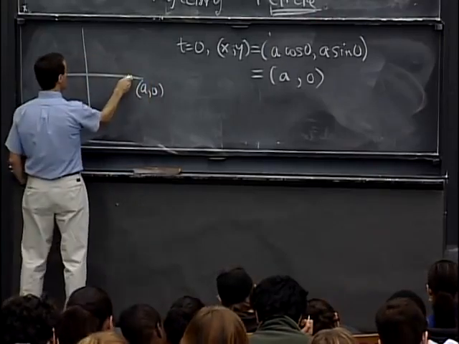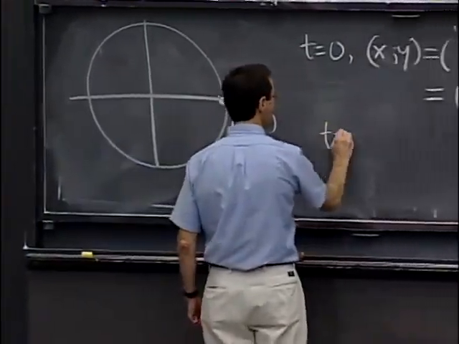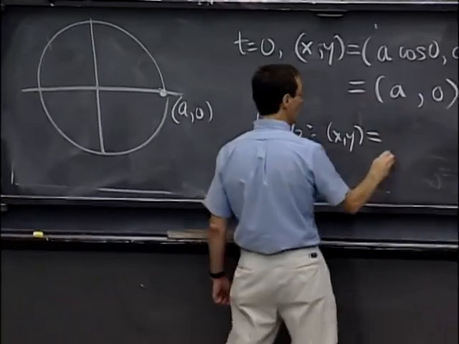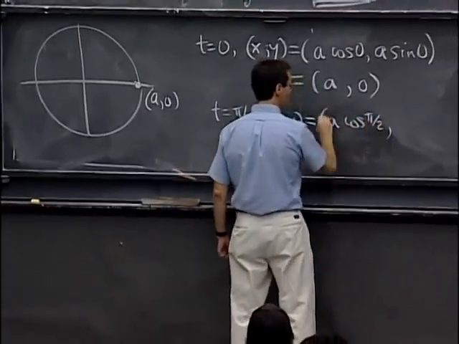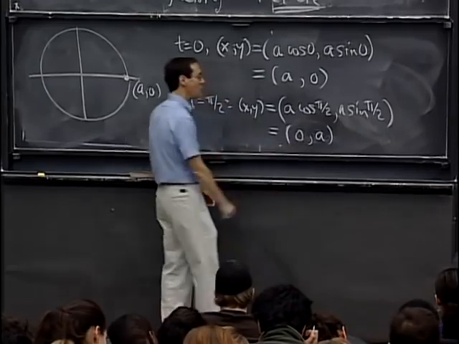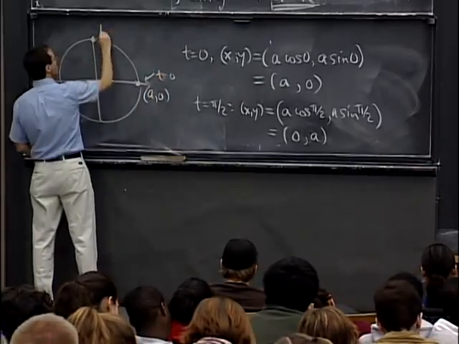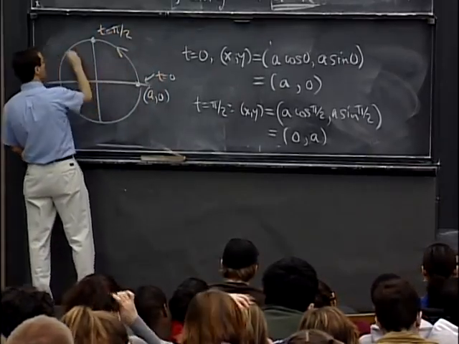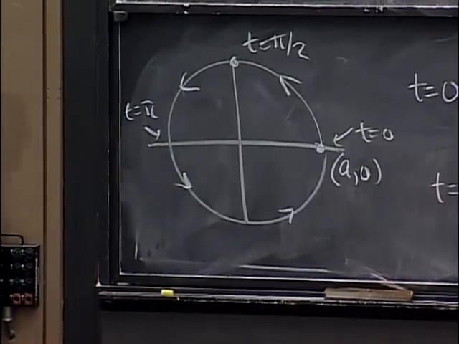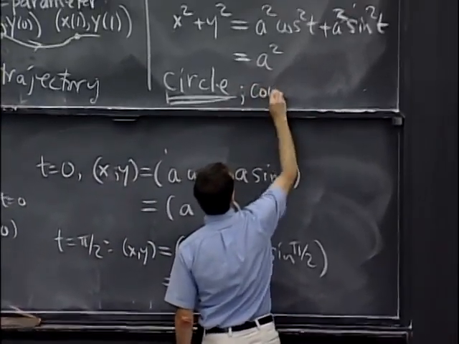We know that it's the circle of radius a, so we know that the curve is going to go around like this somehow. So let's see what happens at t equals pi over 2. At that point, we have x, y equal to a cosine pi over 2, a sine pi over 2, which is 0, a, because sine of pi over 2 is 1. So that's up here. This is what happens at t equals 0, this is what happens at t equals pi over 2, and the trajectory clearly goes this way. In fact, this turns out to be t equals pi, et cetera, and it repeats at t equals 2 pi. The other feature, which is a qualitative feature, is that it's counterclockwise.